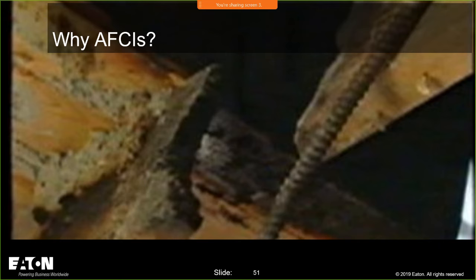Selective coordination for GFCI, Article 517. Yeah, GFPE. You're right, Jeff. Selective coordination for ground fault protection of equipment. I had this thought a while back, Class A and SP special purpose.